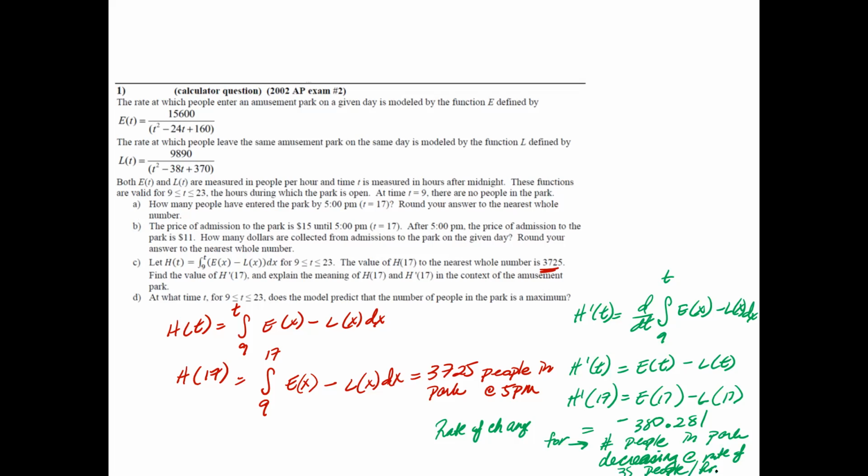So what that means is that by 5 p.m., people in the park are leaving. How fast are they leaving? 380 people per hour. And that is the difference between h of 17 and h prime of 17.